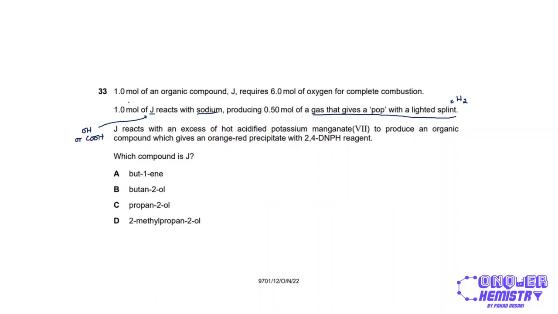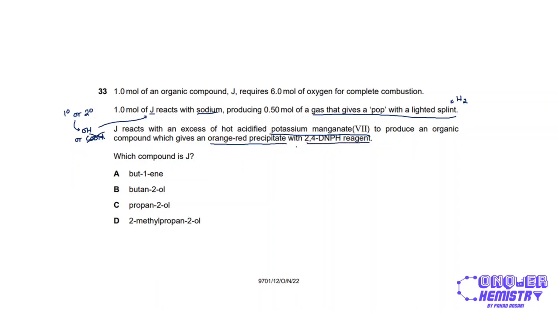All right. Then it says J reacts with an excess of hot acidified potassium manganate(VII) to produce an organic compound, which gives an orange-red precipitate with 2,4-DNPH reagent. Now, the very fact that it's reacting with potassium manganate(VII) means that it cannot be a carboxylic acid, because carboxylic acids do not get oxidized. It has to be an alcohol. And what type of alcohol? It has to be either primary or secondary.